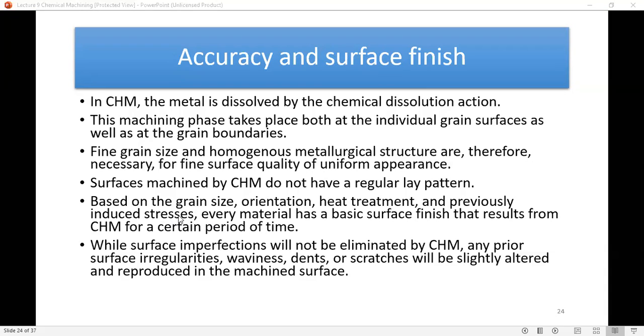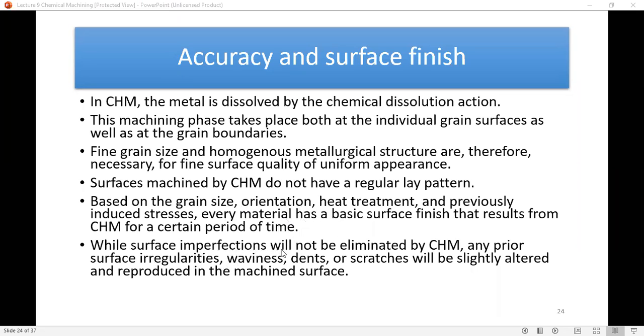So basically grain size, orientation, heat treatment, forging, whatever, right? Every material has a basic surface finish that results from CHM for a certain period of time. So whatever the grain size and orientation will affect the chemical machining process.